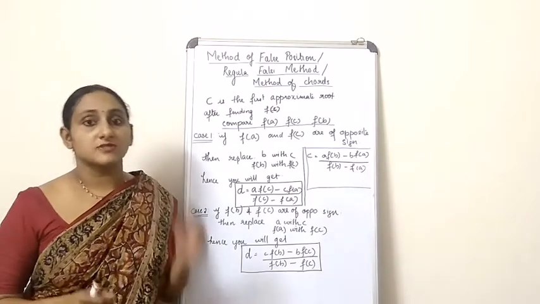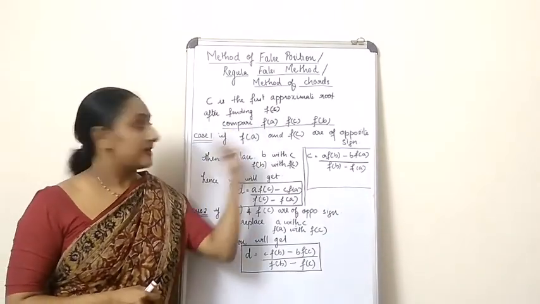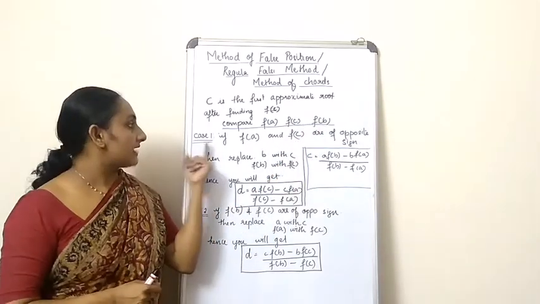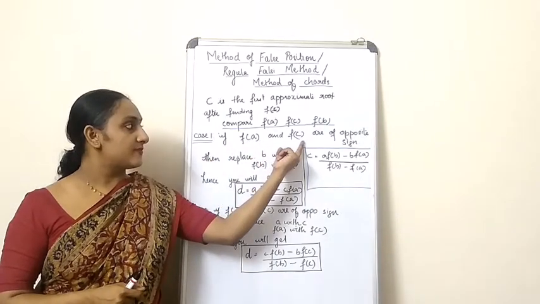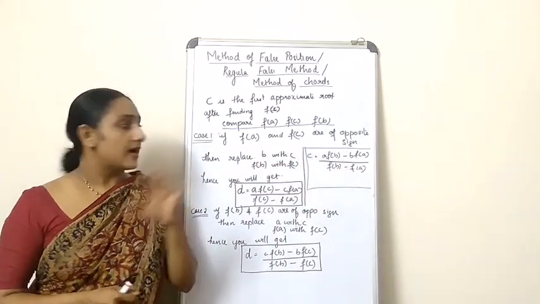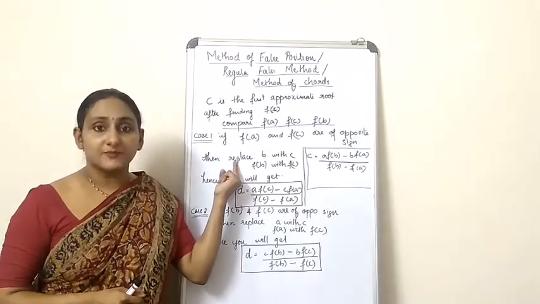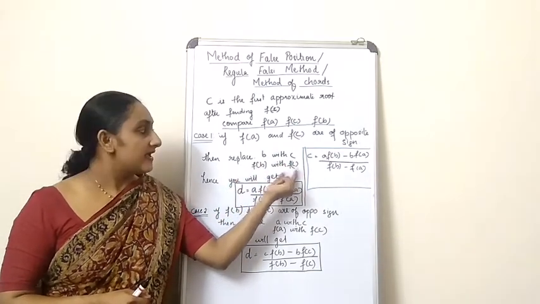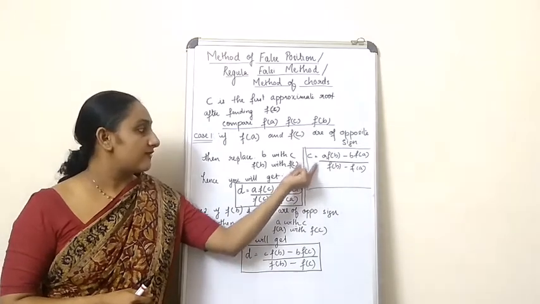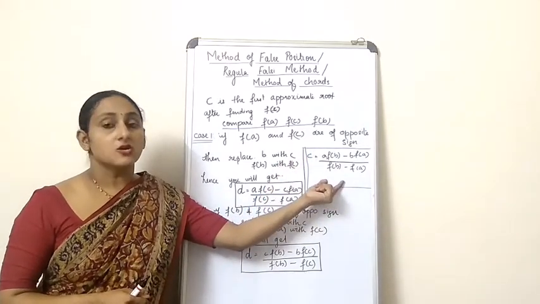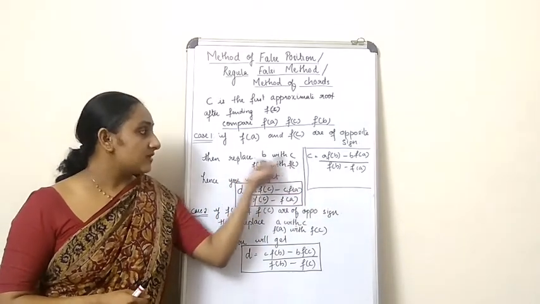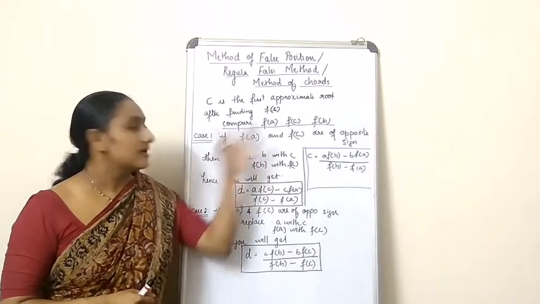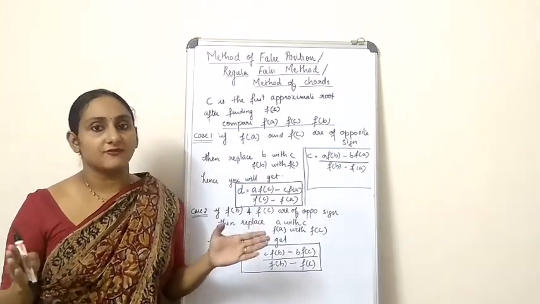Now that you have found f of c, you will have to compare f of a, f of c and f of b. Now here come two cases. Case one is when f of a and f of c are of opposite signs. Then you will have to replace b with c and f of b with f of c in the formula where we found out what c is. But there won't be any change in a and f of a. The values of a and f of a remain the same.